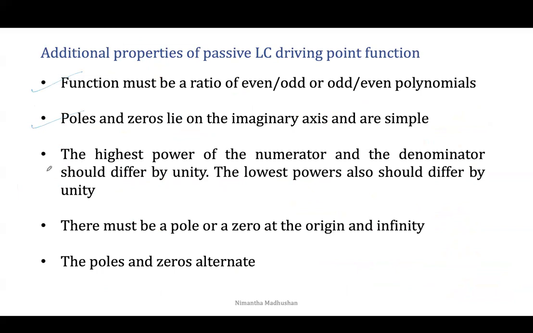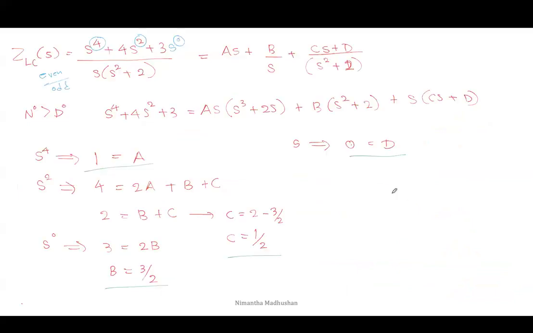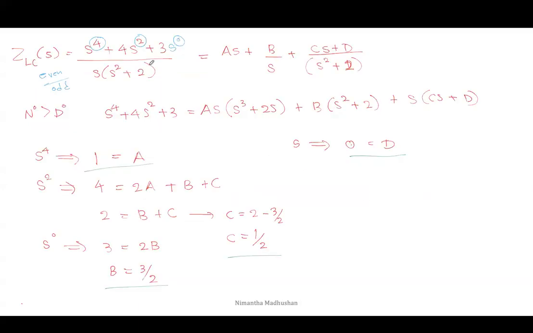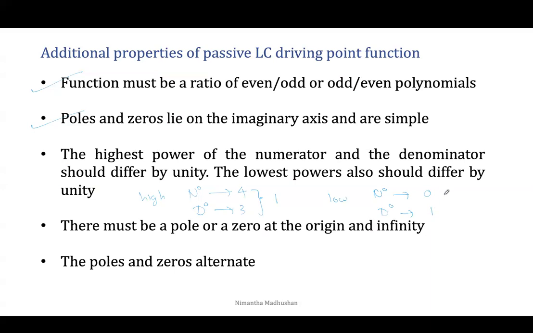And the third one is the highest power of the numerator and denominator should differ by unity. The highest numerator value is 4 and the denominator value is 3. The difference is 1. And the lowest power also, the lowest numerator value is 0 and the denominator value is 1. The difference is 1. Then it is also satisfied.